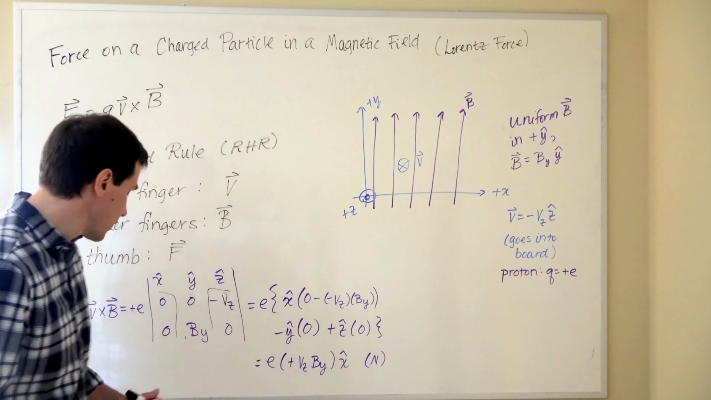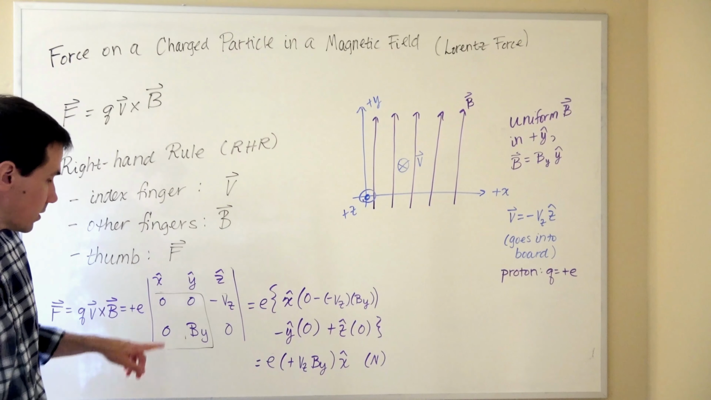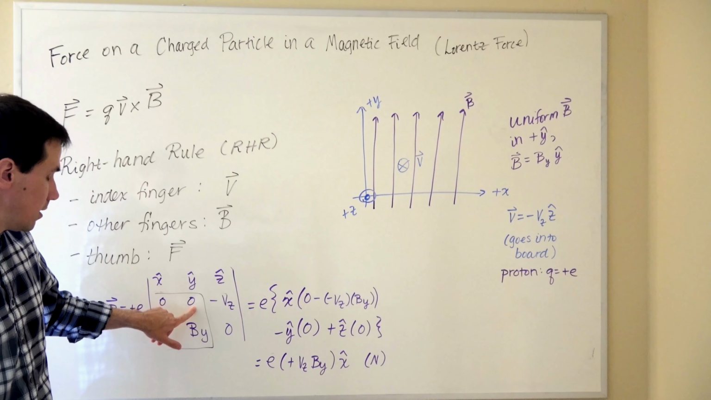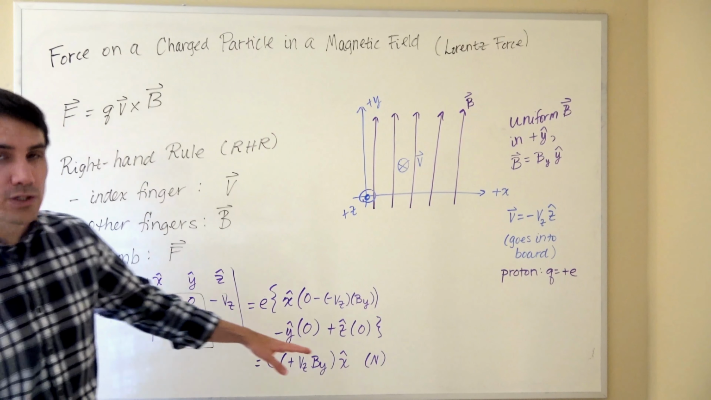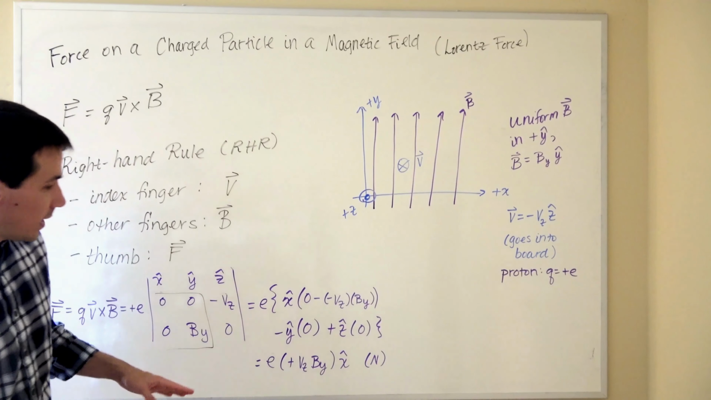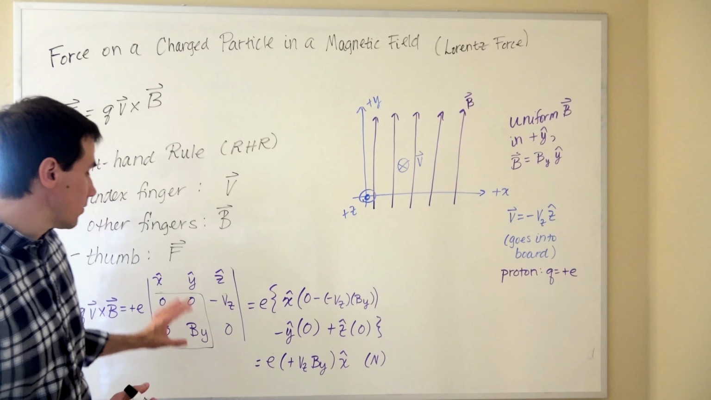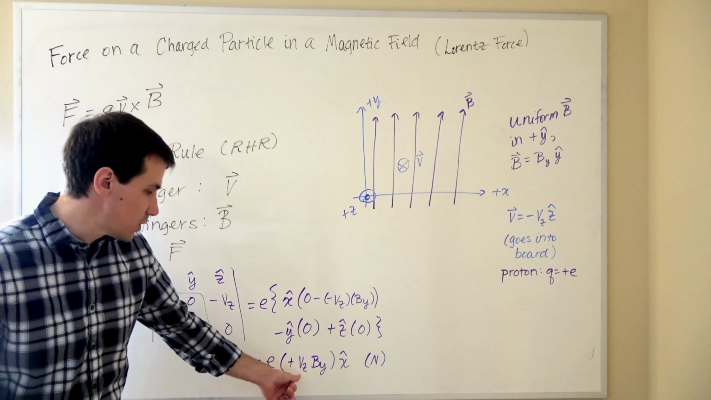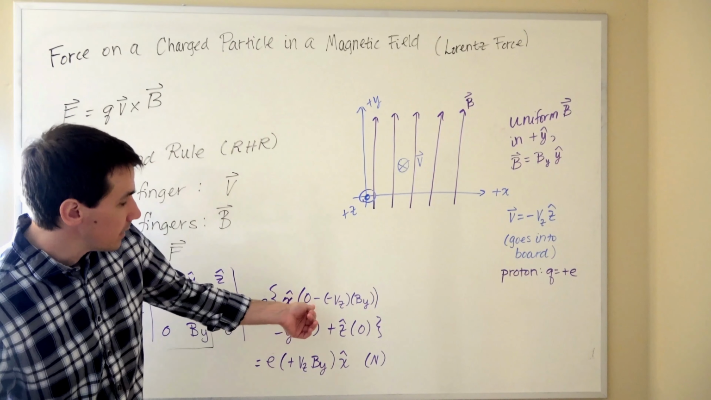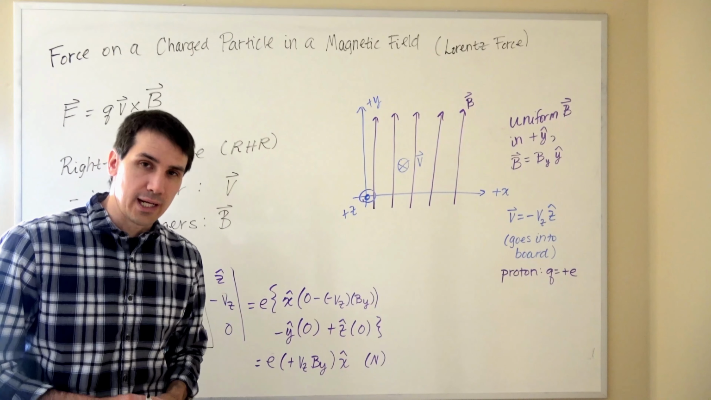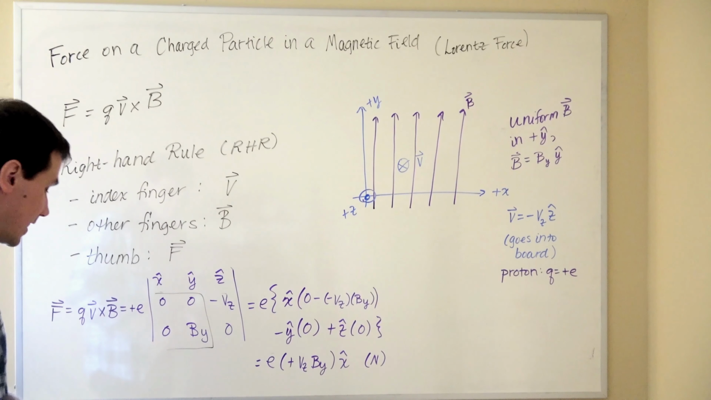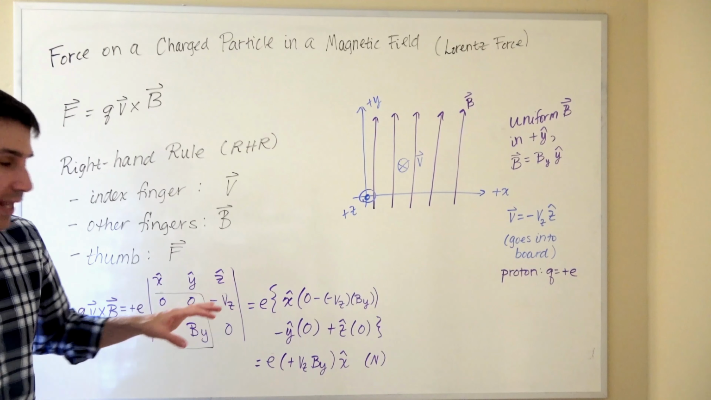Then we can do the same thing with our z hat component. It is multiplied by the determinant of this submatrix, which is 0 times By minus 0 times 0, which is, of course, all 0. So in the end, we get our charge multiplied by the only non-zero component of our cross product, which is Vz times By. Because we had two minus signs here, our total force is in the positive x hat direction, as we would expect.